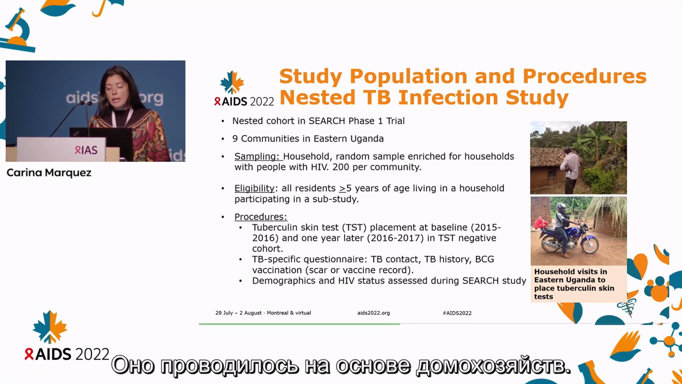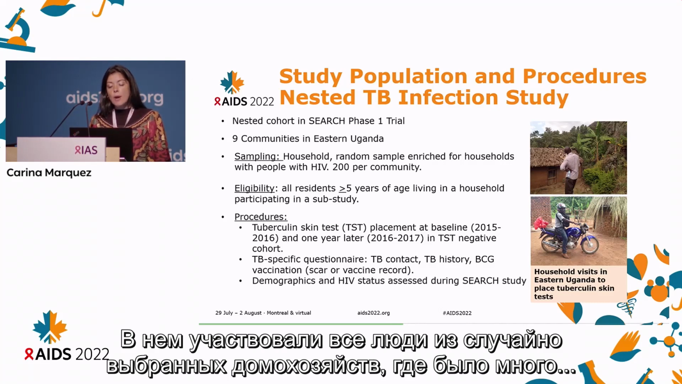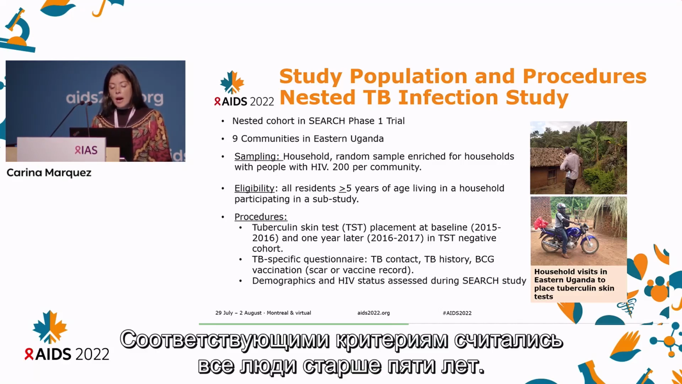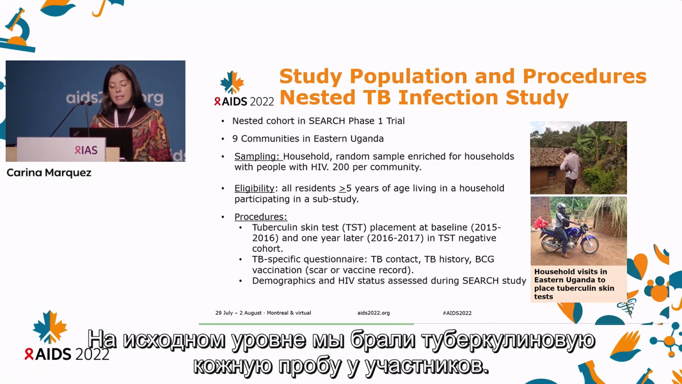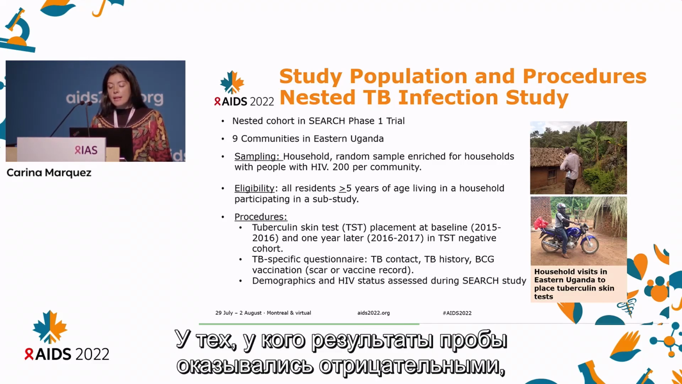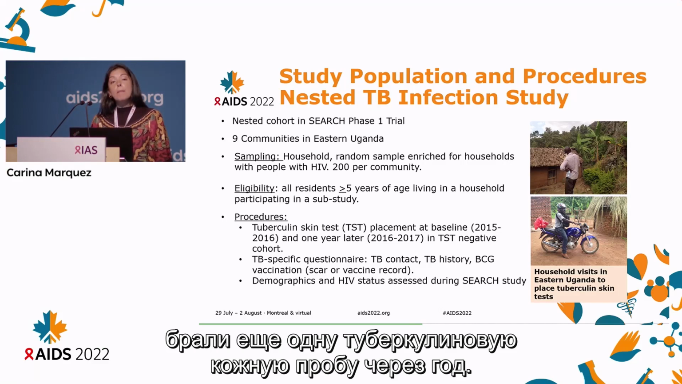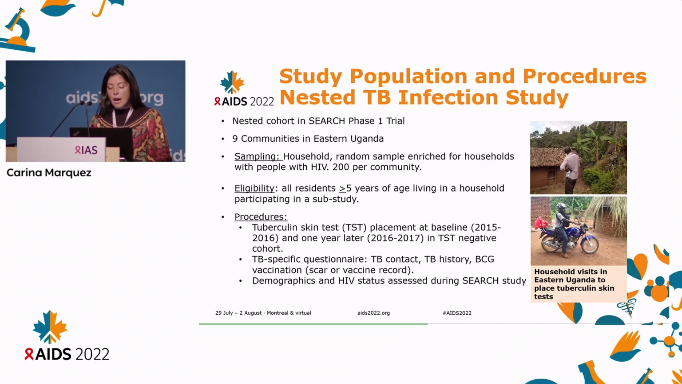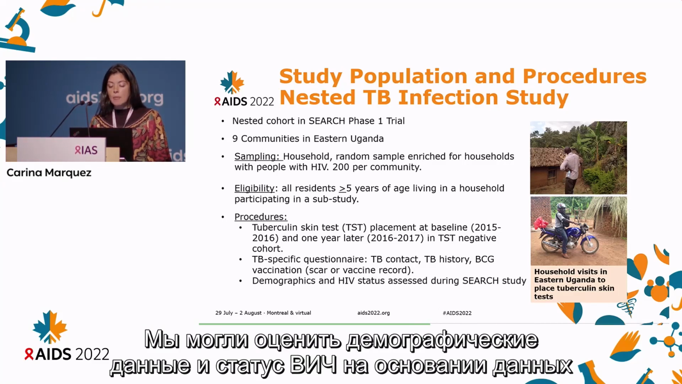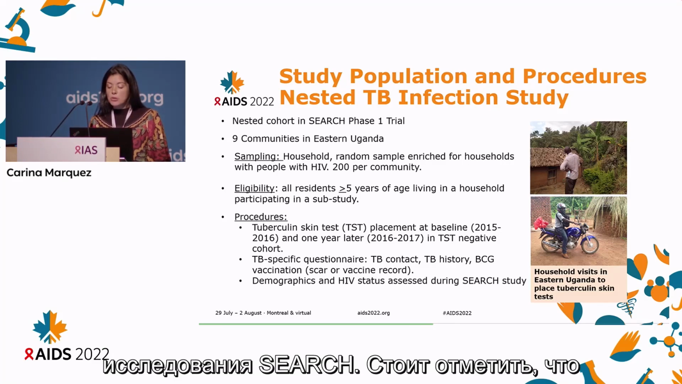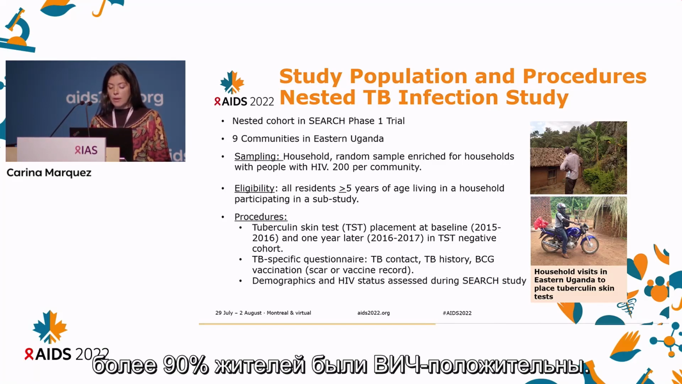This was a household study, and all persons in the randomly sampled households, which were enriched for households with people with HIV, all residents over 5 years of age were eligible. And we placed a tuberculin skin test in eligible participants at baseline. And those who had a negative TST, we went back in a year and placed another tuberculin skin test. We also had a TB-specific questionnaire, and we were able to assess demographics and HIV status from the SEARCH study, and of note had HIV status in over 90% of residents.